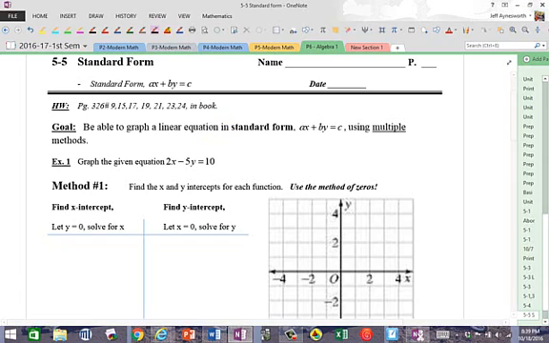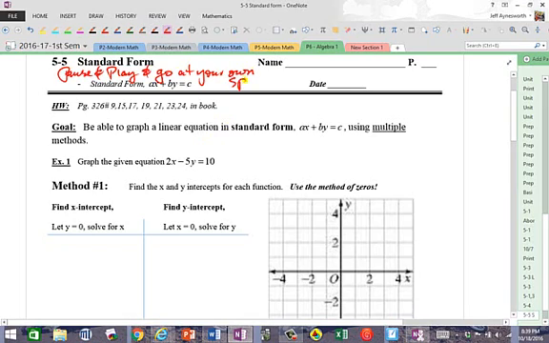Pause and play, and go at your own speed. That's the benefit of using a video. You can't ask me questions, however, you can go at your own speed. So feel free to pause and play. All right, here we go.